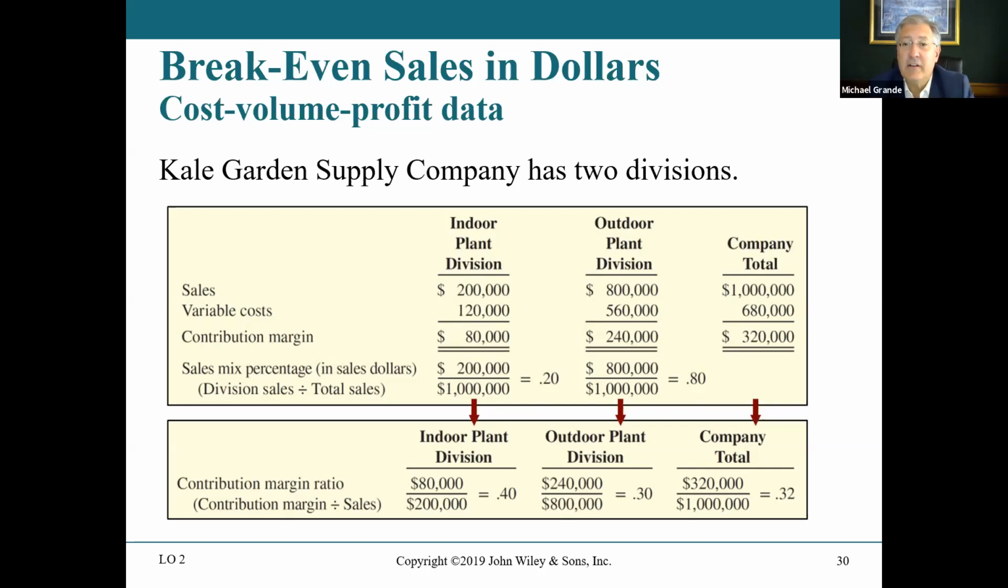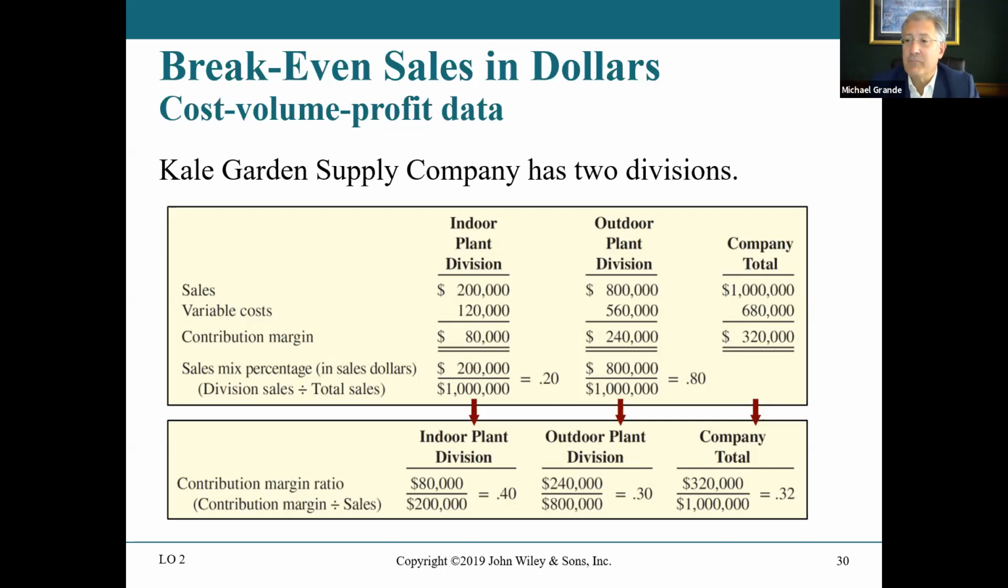Their contribution margin percentage would be 80 divided by 200, but their sales mix is 200,000 of the $1 million. So the sales mix, indoor has 20% of the sales and outdoor has 80%. Well, what's the contribution margin? You can clearly see that even though the indoor division has a lower sales mix, they have a higher contribution margin ratio of 40%. The outdoor division has 80% of the sales, but their contribution margin ratio is lower.